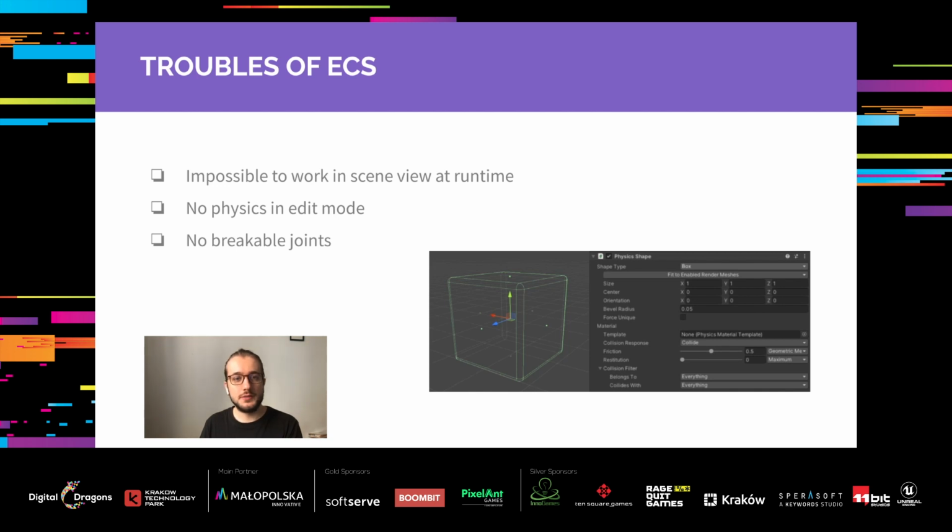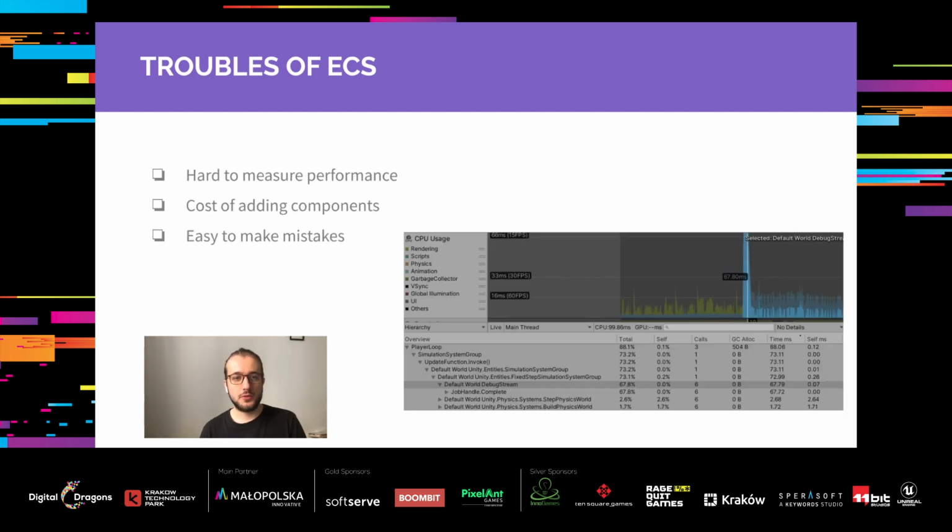It also turned out that joints are not breakable yet in ECS. So we needed to write our own systems to make them breakable. Also, writing code was a little bit challenging in ECS. For example, it was hard to measure performance.